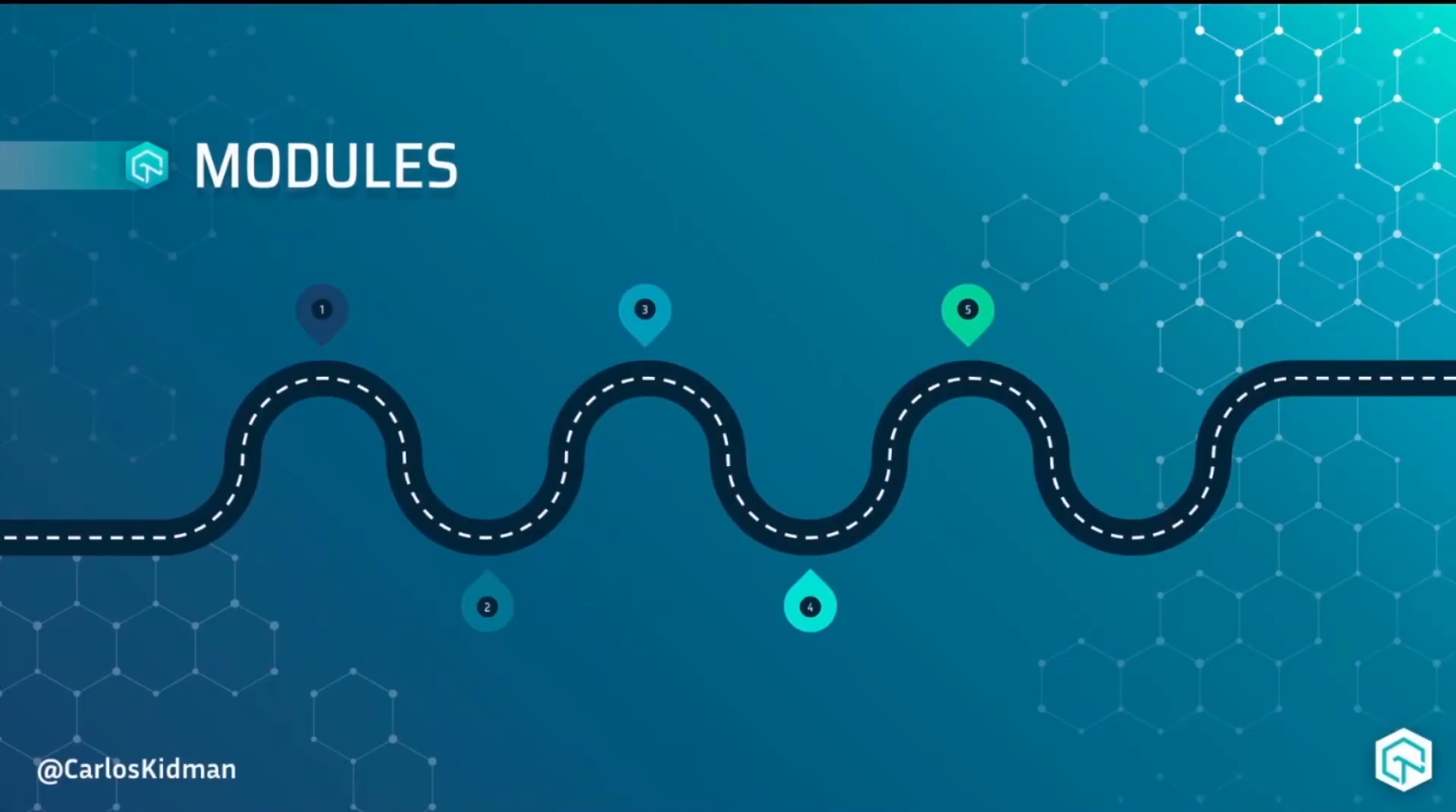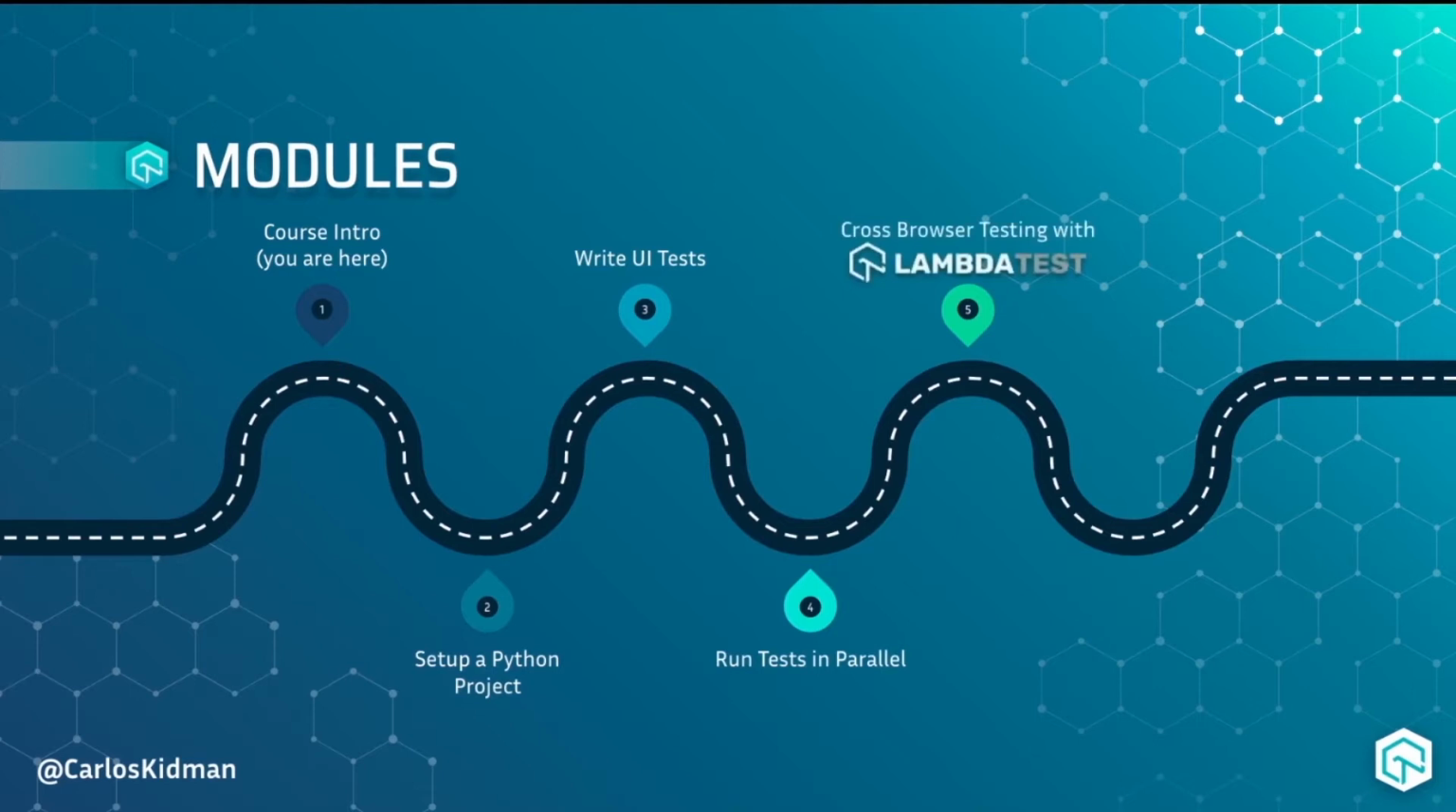In this course, there are 5 modules. We're starting off with the course introduction, which is where you're at right now. Then we'll set up a Python project where we'll use VS Code to get a project ready for automation. We'll then write our UI tests where we'll create our first automated tests with Python and PyTest. Then we'll get those same tests and run them in parallel. And finally, cross-browser testing with Lambda Test, where we'll run our tests across multiple OSs and browsers using Lambda Test.